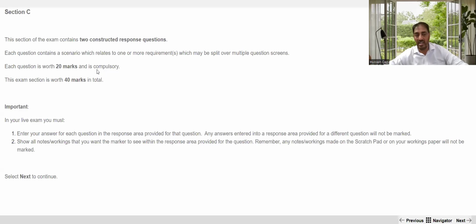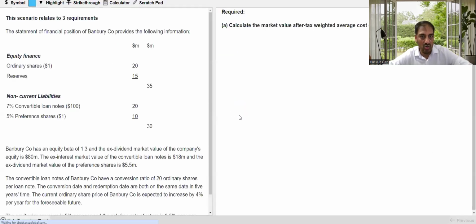So let's start the section C type question. We will cover a CRQ question, section C. You know very well the CRQ with F9, with FM. The examiner examined 2 questions of 20 marks, total 40 marks. So here is the question.